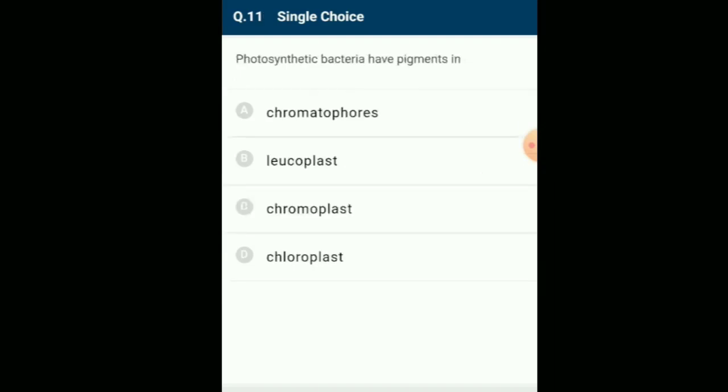Question number 11. Photosynthetic bacteria have pigments in. The bacterial pigments and carotenoids are present in the chromatophores of the bacteria. These are pigment containing light reflecting cells, groups of cells. In photosynthetic bacteria, chromatophore is a colored pigment containing membranous vesicle that performs photosynthesis. So the answer is option A, chromatophores.